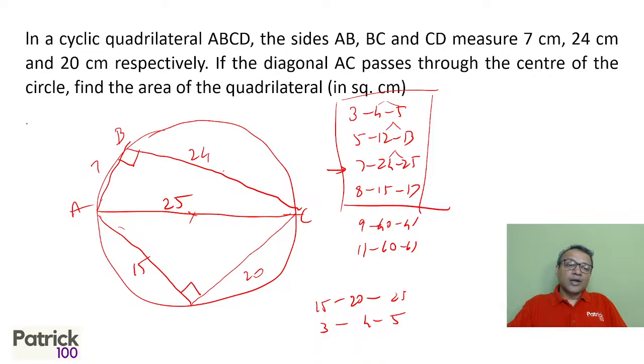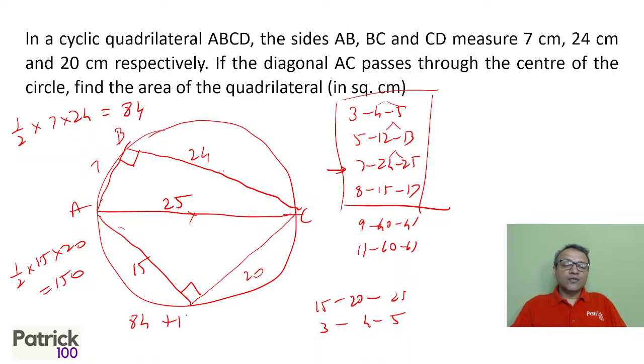Now the area of a right angle triangle is half into the product of the perpendicular sides. So half into 7 into 24 is 84. And here it is half into 15 into 20, which is 150. So total area is 84 plus 150, which is 234. So 234 is the answer.